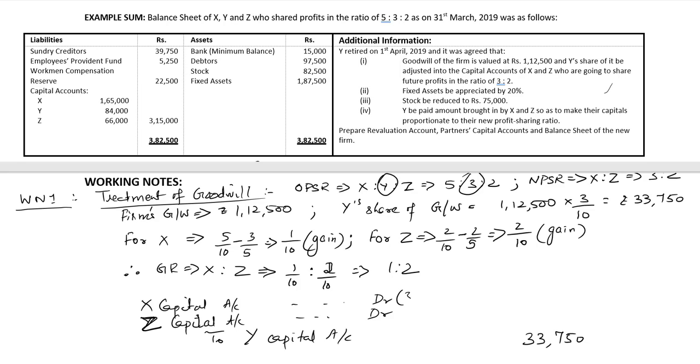So in the case of X, it's 33,750 rupees multiplied by 1 by 3. And in the case of Z, it's 33,750 rupees multiplied by 2 by 3. So we get, in the case of X, 11,250 rupees, and in the case of Z, 22,500 rupees.